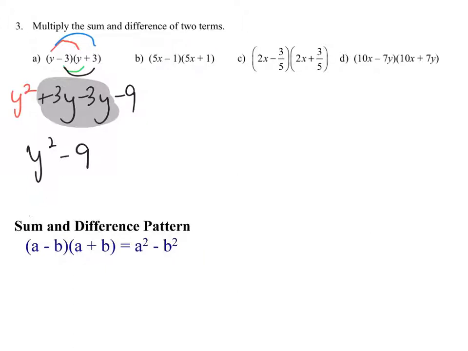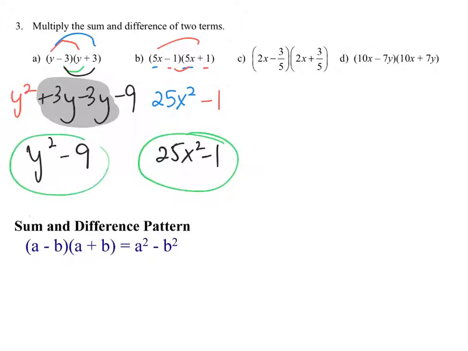Let's look at using that shortcut for example B. So first, we're going to square 5x and 5x to get 25x squared, and then we're going to multiply the negative 1 and the positive 1 to get minus 1. And if you were to do the outer and the inner terms, those are going to be opposite. So our final answer is 25x squared minus 1, and you can double check that using the FOIL method.